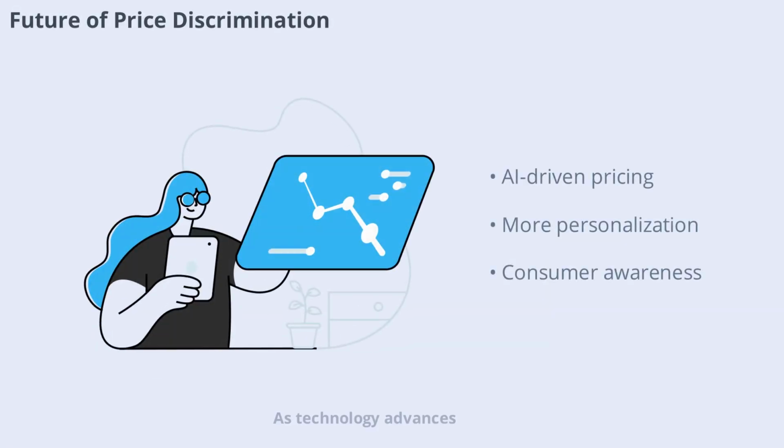As technology advances, price discrimination is likely to become even more sophisticated. Artificial intelligence and big data will enable firms to analyze customer behavior in greater detail and personalize prices more effectively. While this offers new opportunities for businesses, it also means consumers need to be aware of how their data is used and how prices are set.